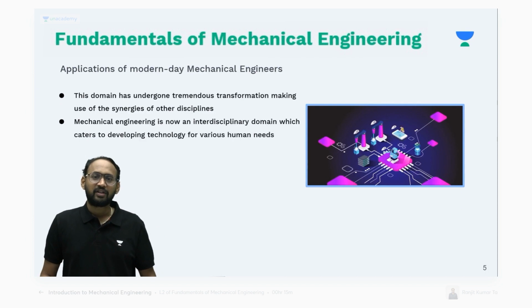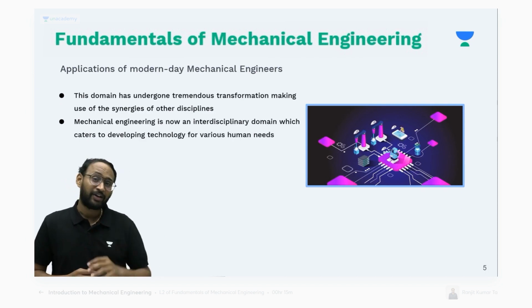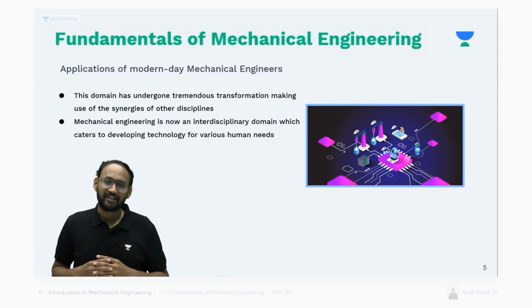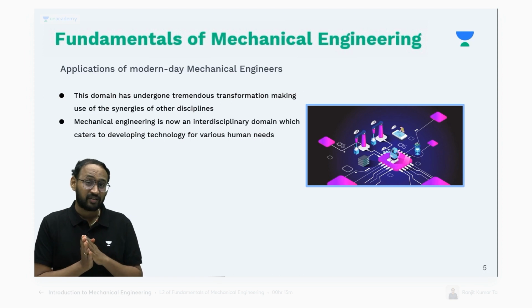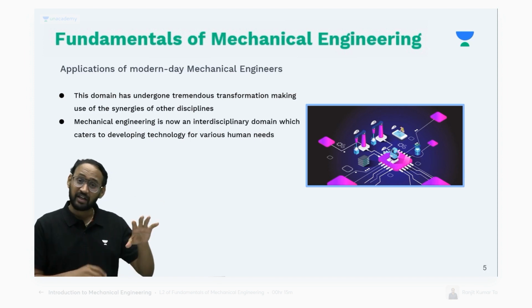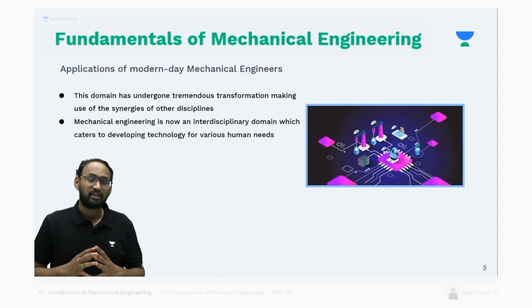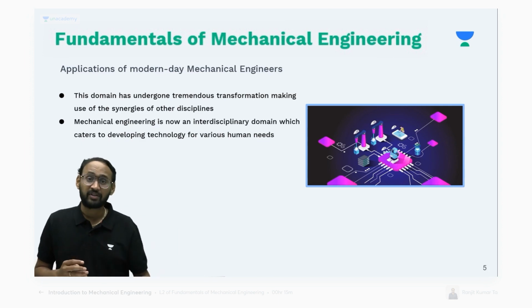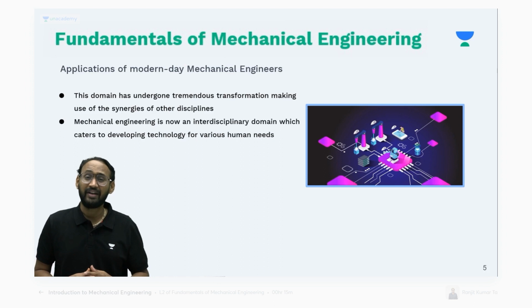Okay, so applications of modern day mechanical engineers. Before we get into this topic, let's also think what did the mechanical engineers do in the past? Predominantly, mechanical engineers were mainly focusing, of course, on design, but a lot of thrust was given to production engineering in the past. People were predominantly studying the methods of manufacturing, various techniques, how we can produce the product in a cost-effective way, with better quality.